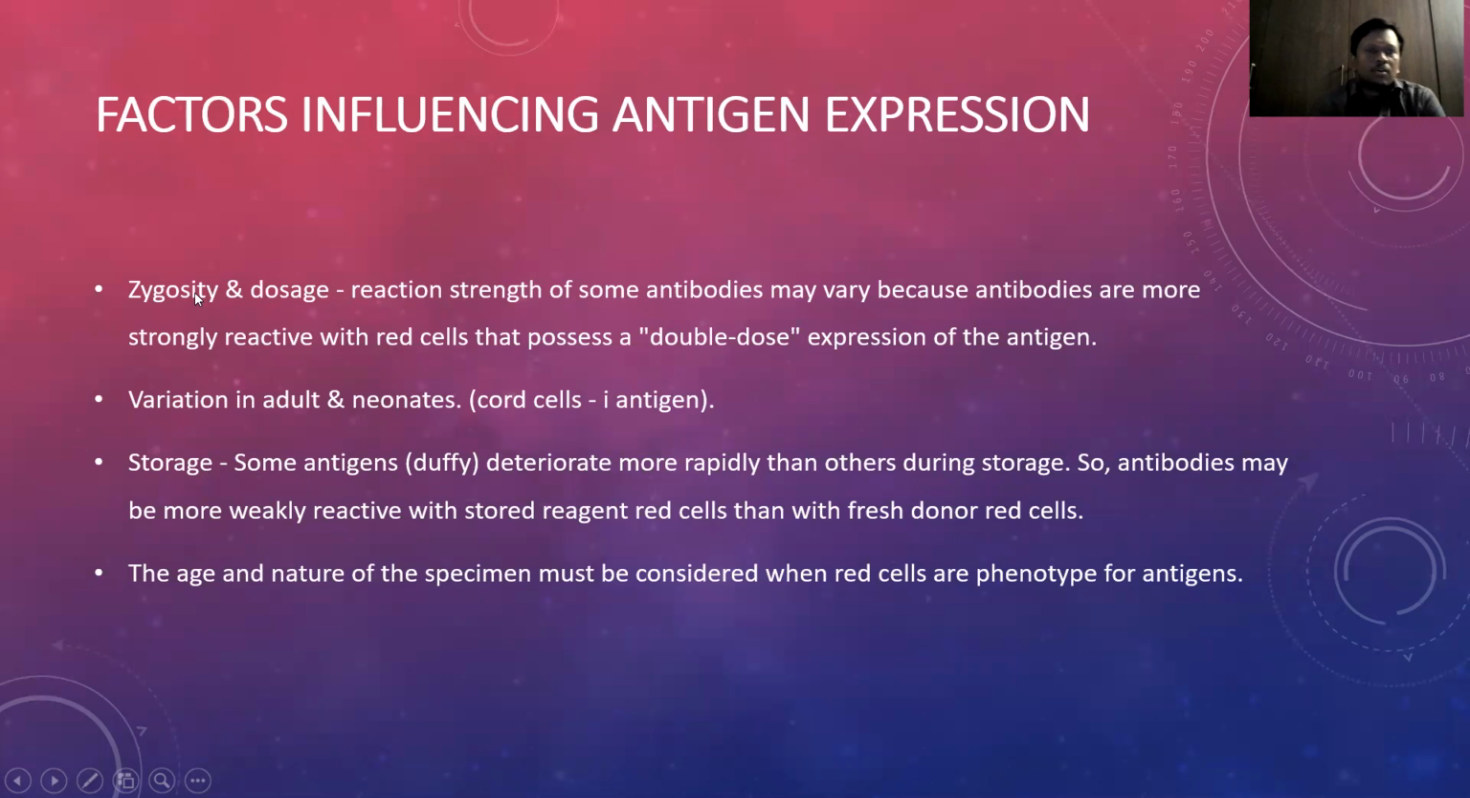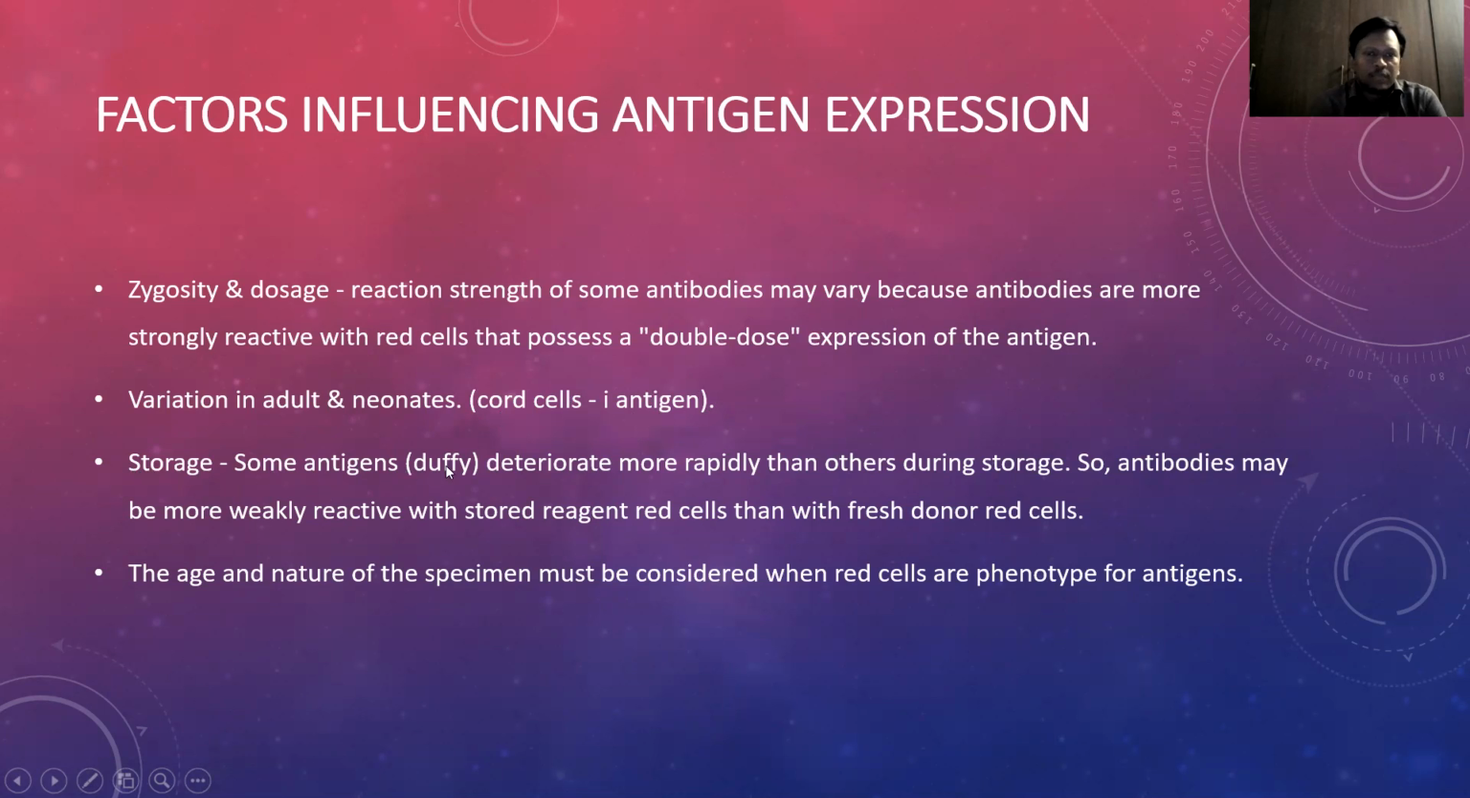First of all, the concept is zygosity and dosage, which was explained previously by the speaker. The reaction strength of some antibodies may vary because antibodies are more strongly reactive with red cells that possess a double dose expression of the antigens. There is also always variation between adults and neonates in the expression of these antigens. For example, cord cells contain small i antigen, while adult cells commonly have capital I antigen.